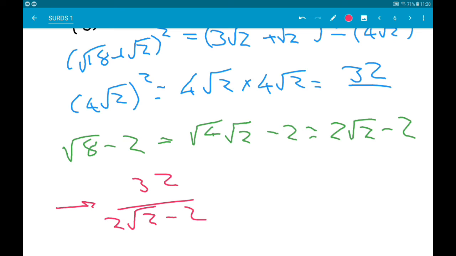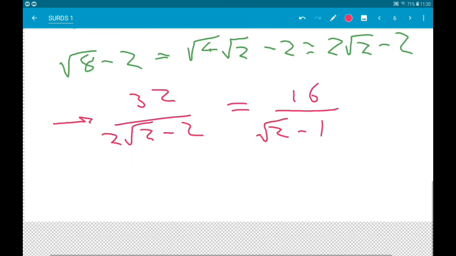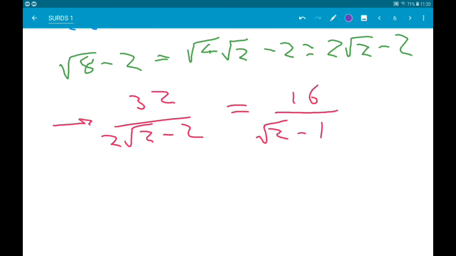Now, every term there has a common factor of 2, so we can divide through by 2 and get 16 over 1 root 2 minus 1. Now, we need to rationalise the denominator, so now we're going to multiply the top and bottom by root 2 add 1.